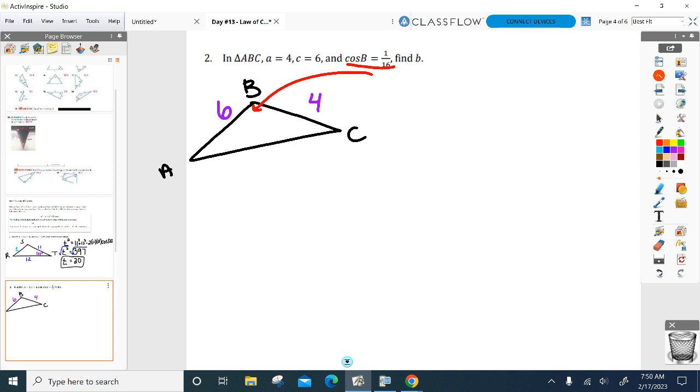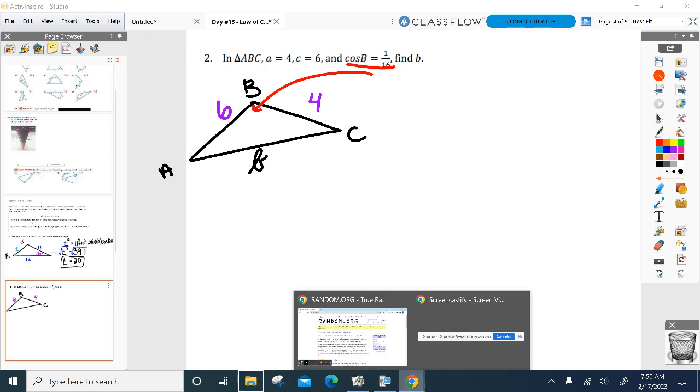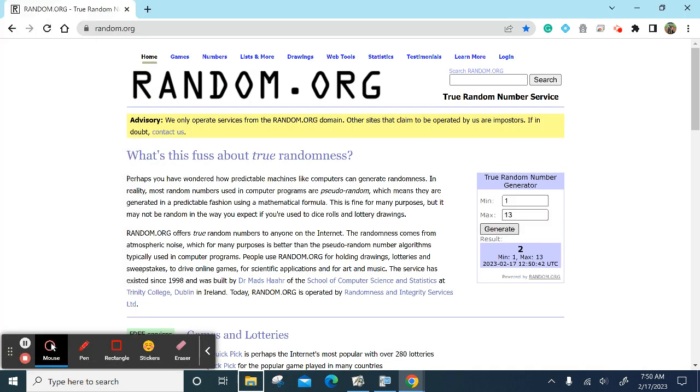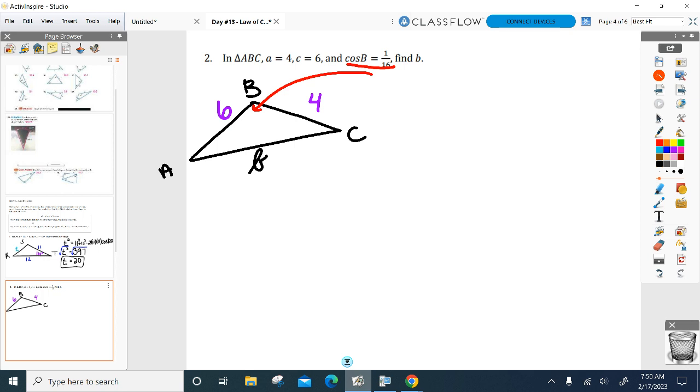And what are we looking for? Sorry, side B. All right, help me start law of cosines. What angle do I have information about? Nate? Angle B. And what side's across from it? Side B. So that's what I'm going to start the law of cosines off with, B squared.